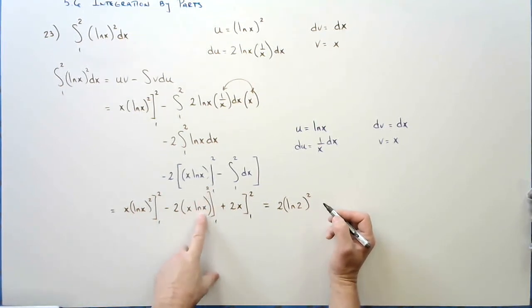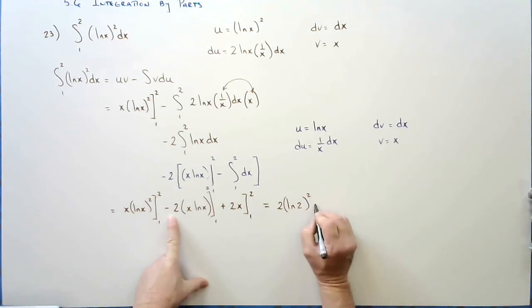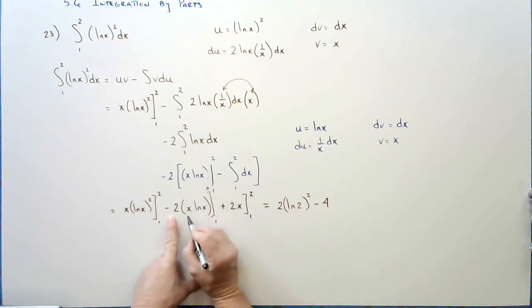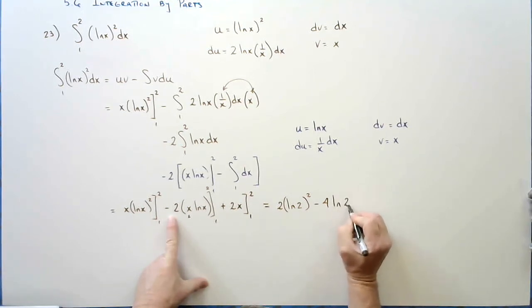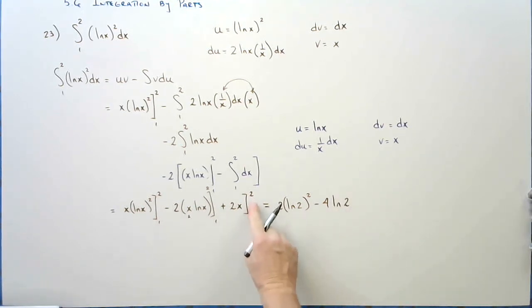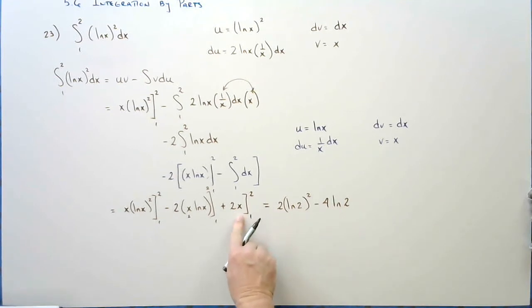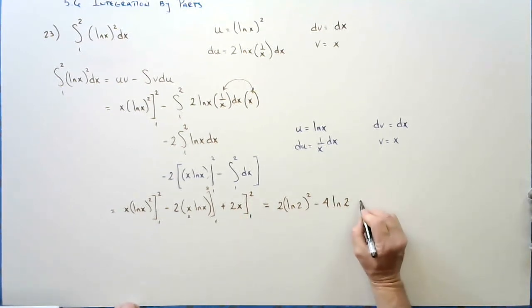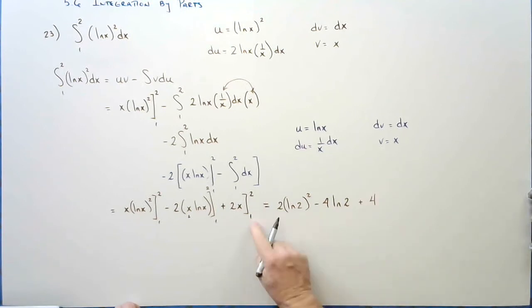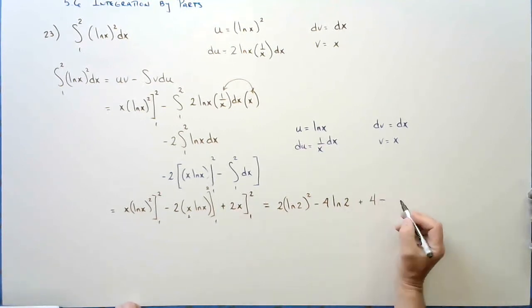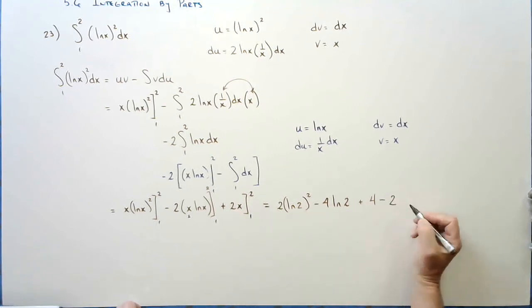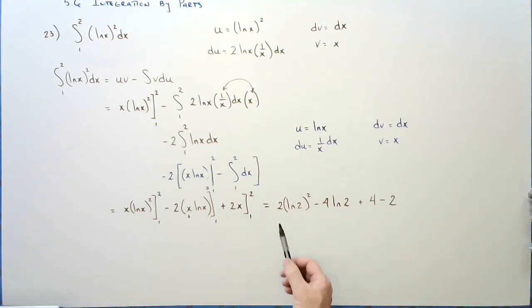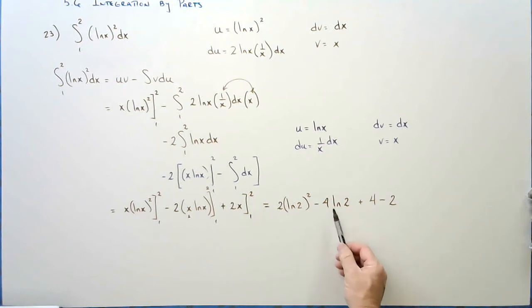Here we plug in a 2. We get 2 ln of 2 times negative 2. So we get minus 4, right? Because there's going to be a 2 here. 2 times 2 minus 4 ln of 2. Here we get 2 times 2 is 4, right? We plug in a 1. We have to subtract f of b minus f of a. We plug in a 1. We don't get a 0 here. We get a 2. And so our final answer is going to be 2 ln of 2 squared minus 4 ln of 2 plus 2.